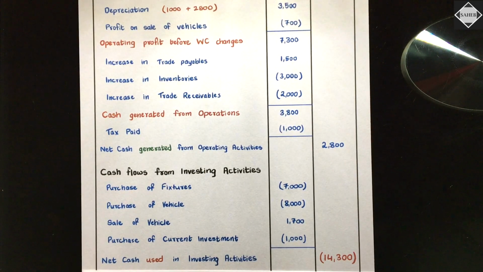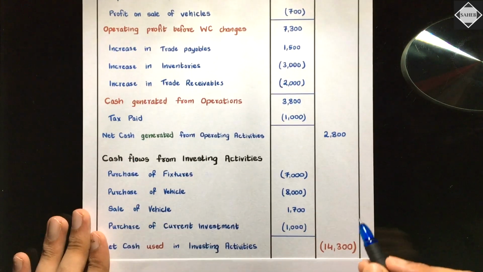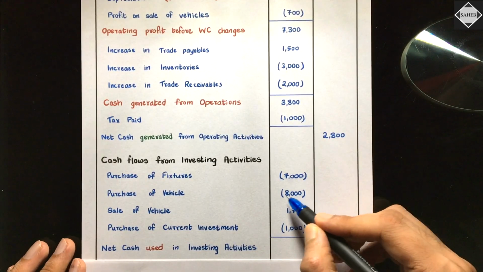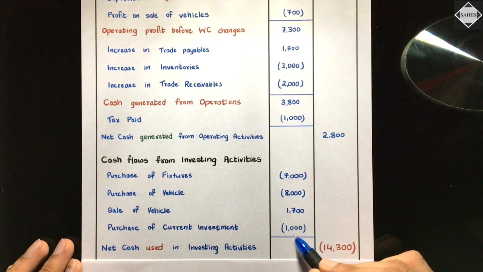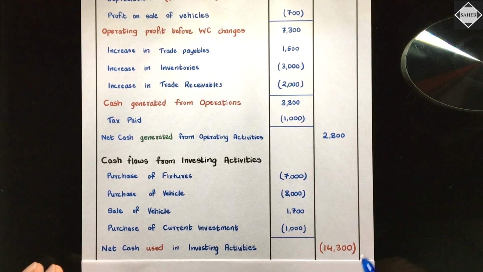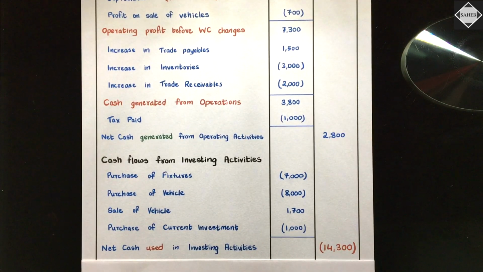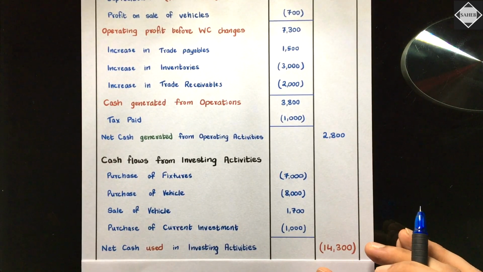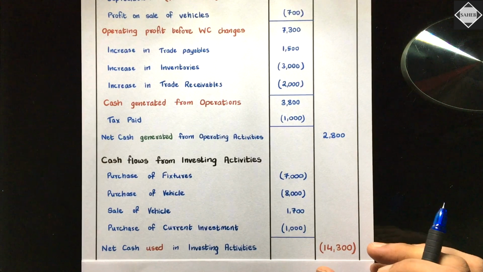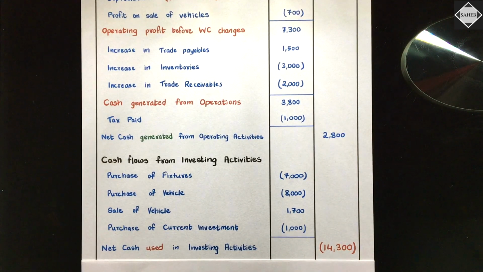So what we have to do? We have to just make a sum of this and we'll get the net cash. See, minus 7,000 minus 8,000 plus 1,700 minus 1,000, that's equal to 14,300. Is it clear? We are getting a negative figure. Mostly in investing activity, you will get a negative figure. Negative figure means this much money has been used in investing activities. Okay, net outflow has happened in this year because of the investing activities. Yeah, net cash used in investing activities. Is it clear? Simple and straightforward. You have understood this, right?